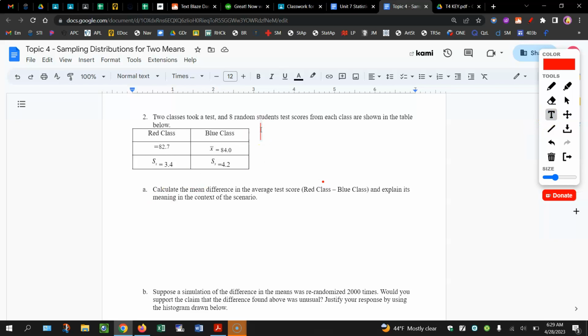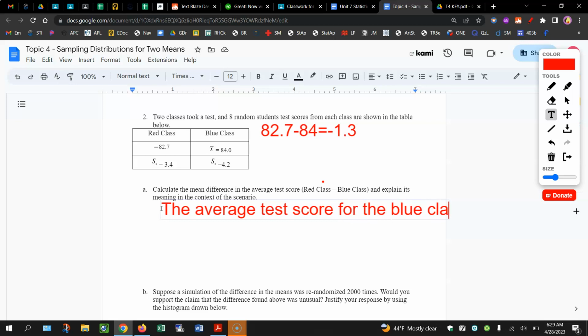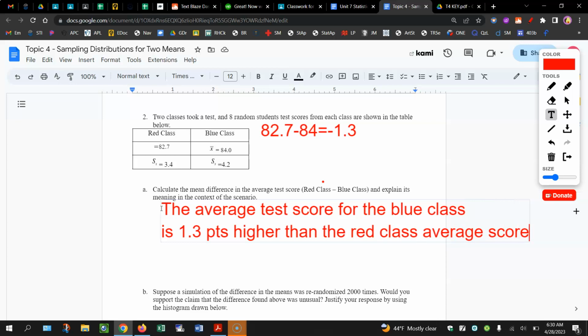So in this case, they said red minus blue, so 82.7 minus 84 equals negative 1.3. And then we're just interpreting what that means in the context of the question. So the average test score for the blue class is 1.3 points higher than the red class average score. So on average, it looks like the blue class did about 1.3 points better than the red class.